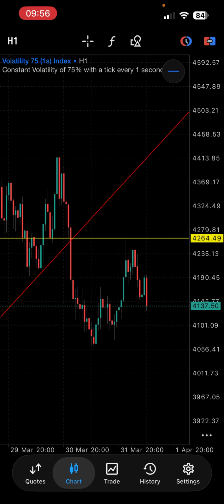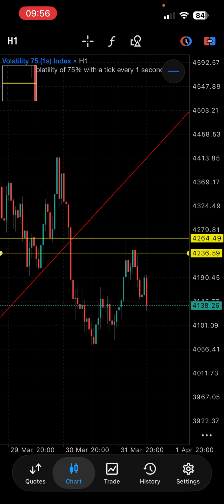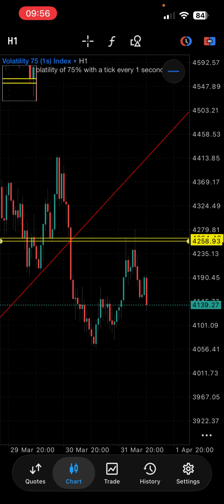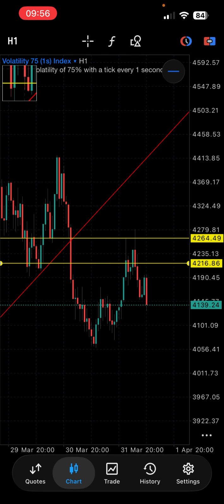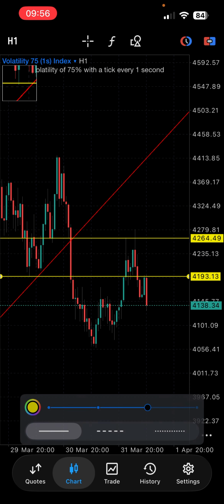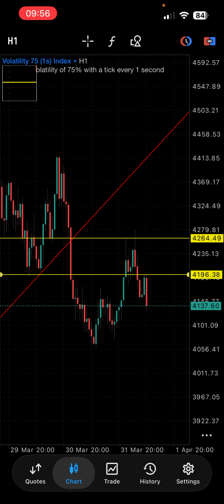I'm drawing my fair value gap. This is the second one. So you put your horizontal line or your bars, start creating bars on the low of the first candlestick, and then this long one is the second candlestick, then the third one here. So this is the third candlestick.